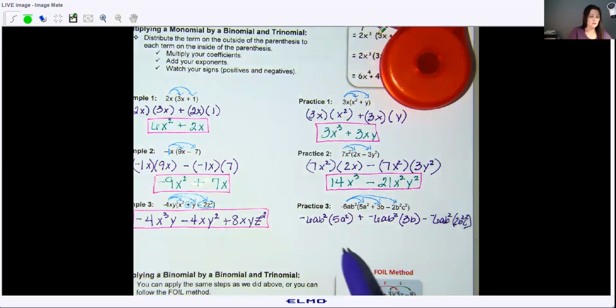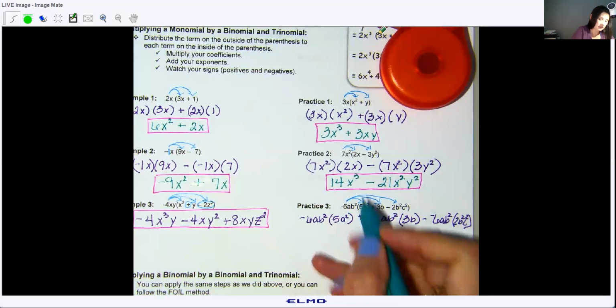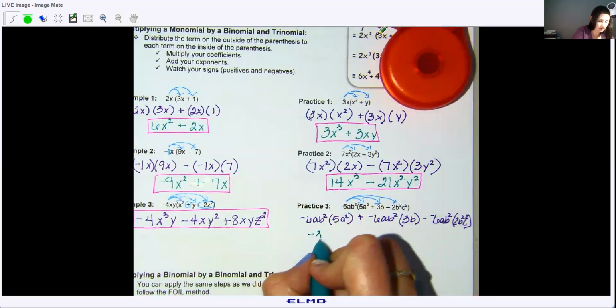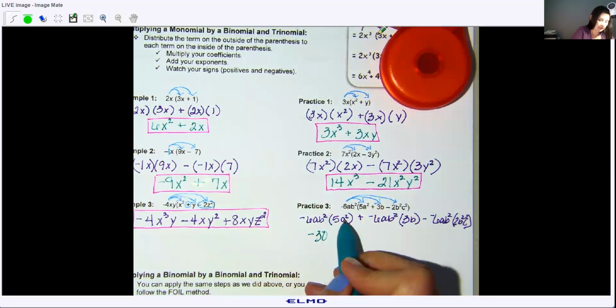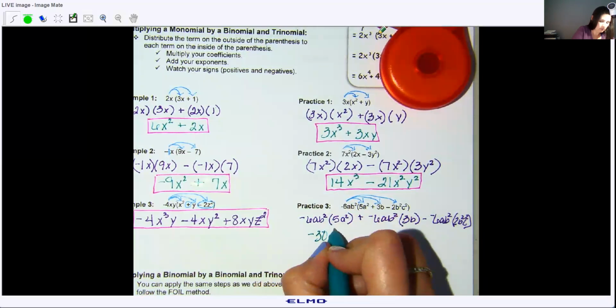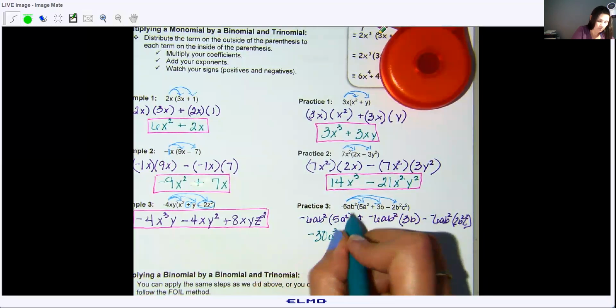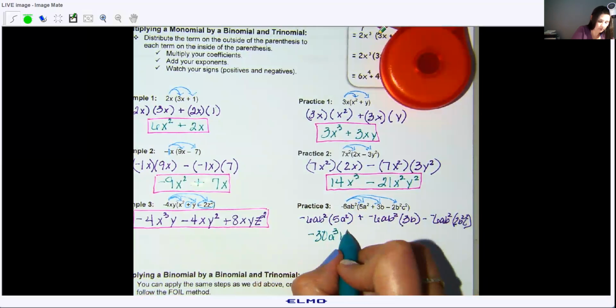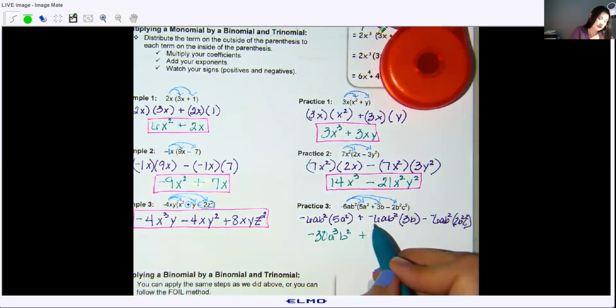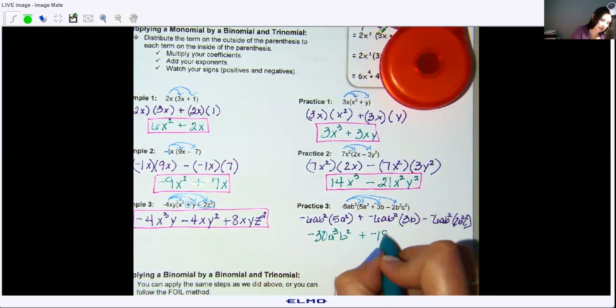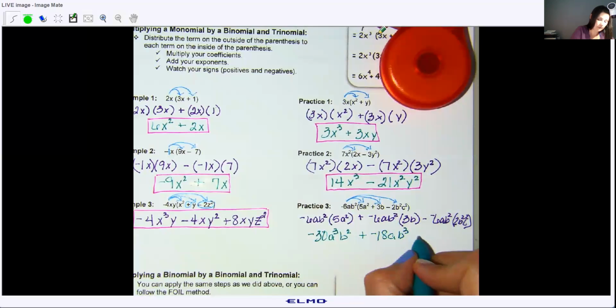Okay. So again, if it helps you to write them out like this, you can, but you don't have to if you could do this in your head. Negative 6 times 5 is a negative 30. A times a squared is a cubed. B squared times nothing is just b squared. Negative 6 times 3 is negative 18. And then there's no a to combine it with. B squared times b is b cubed.